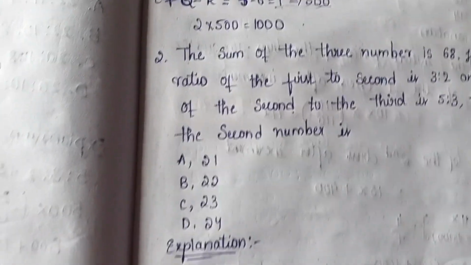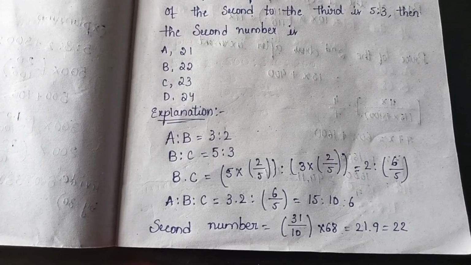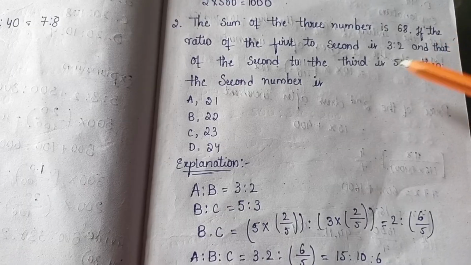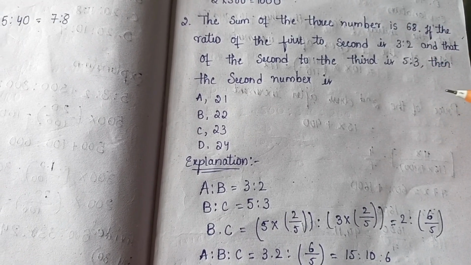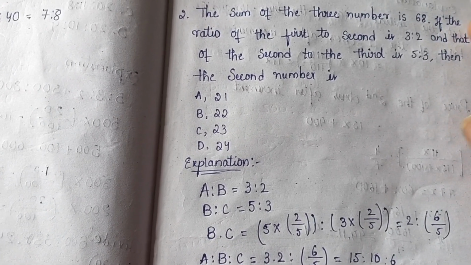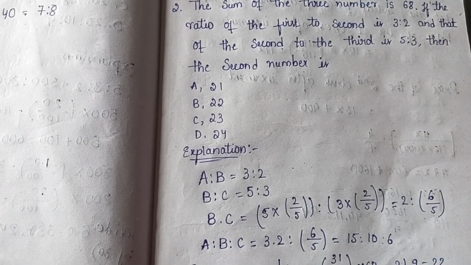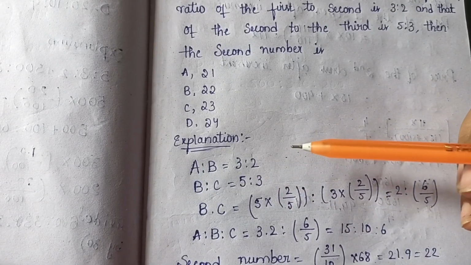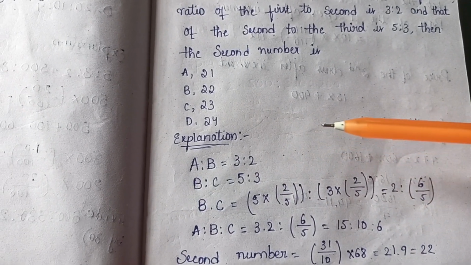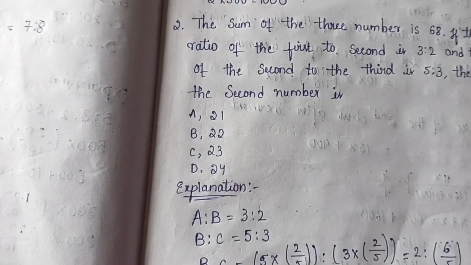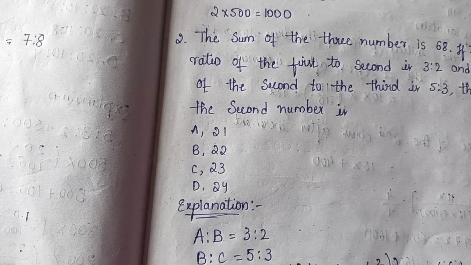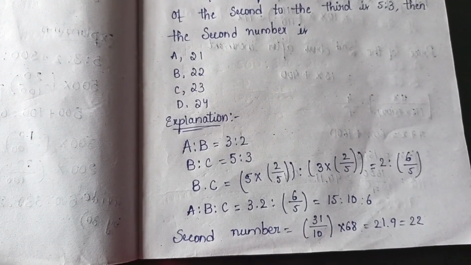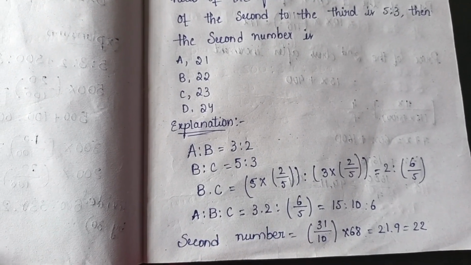So let me explain. Represent the numbers first. Let the first number be A, the second number be B and the third number be C. Notice that B is common in both ratios. But in the first ratio B is 2 and in the second ratio B is 5. Since they are different, we cannot combine the ratios directly. So make the common term equal. The common term is B.